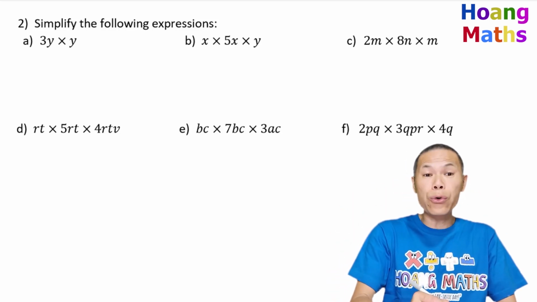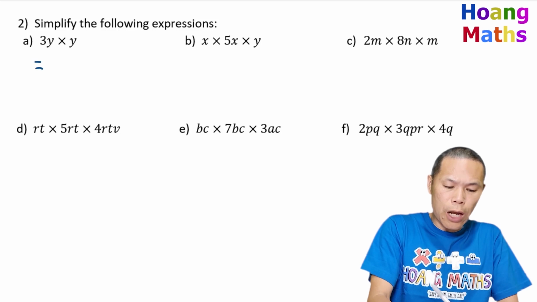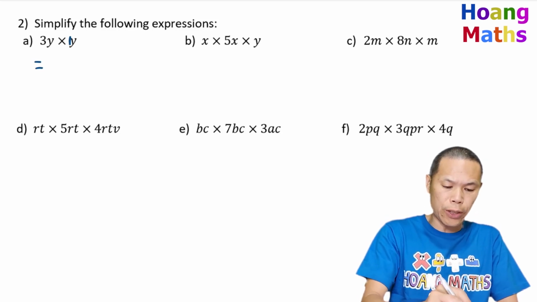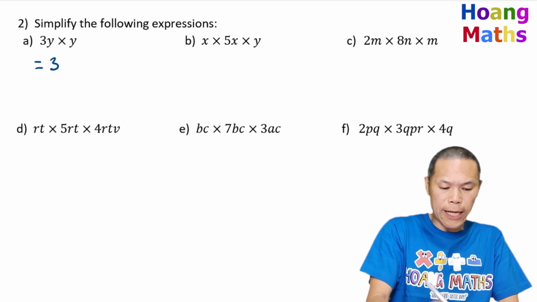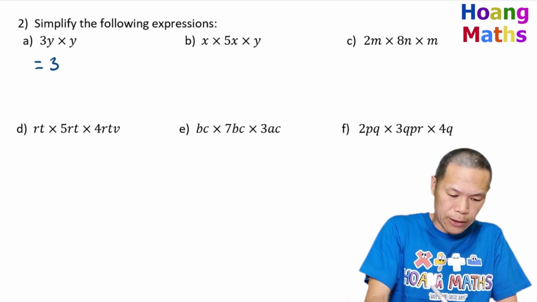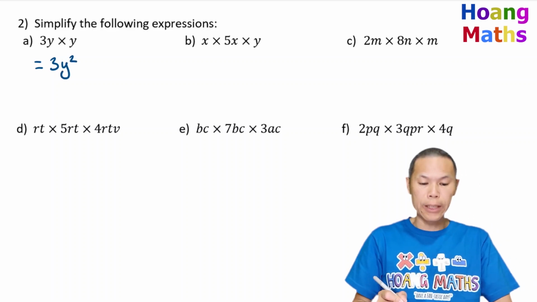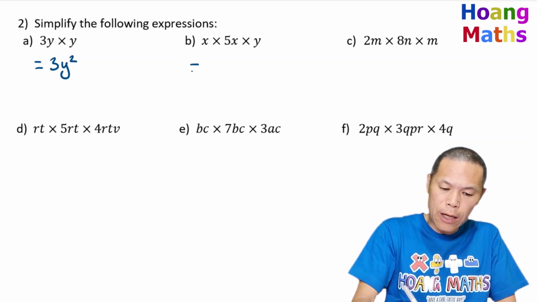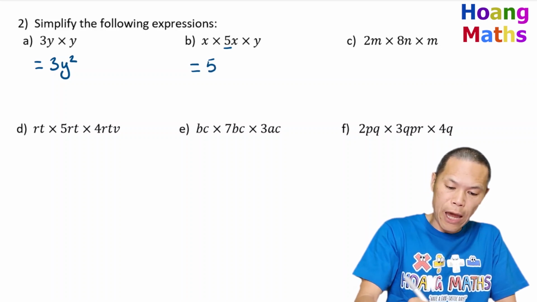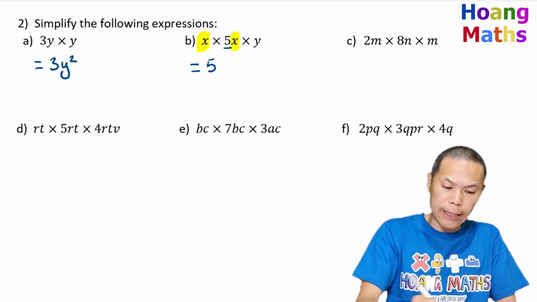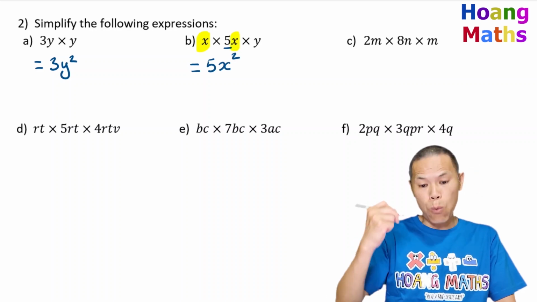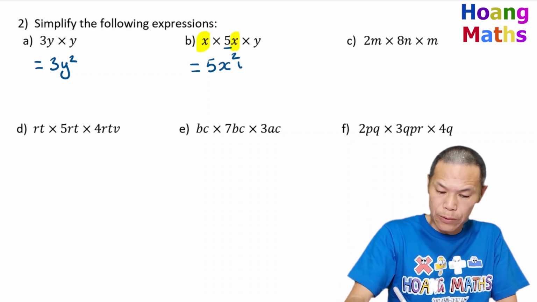So we have 3. So nothing in front of this y here becomes 1. So 3 times 1 is 3. So just write 3 down. And y times y will give me y squared. So the answer is 3y squared. Done. Now this one here, we have 5. We write 5 down. And then we have x, we times x. So that gives me x squared. And y, we just write it down.